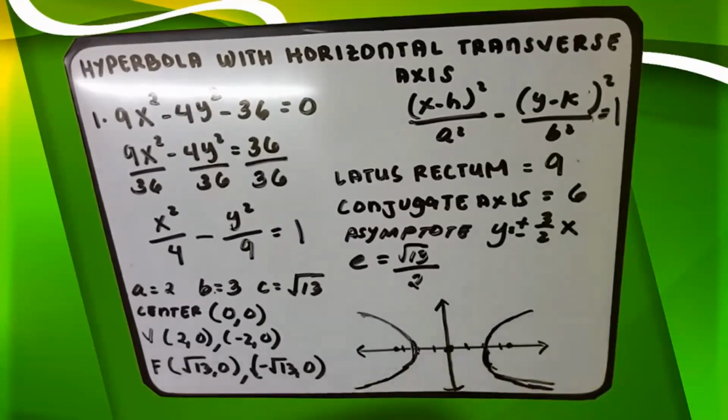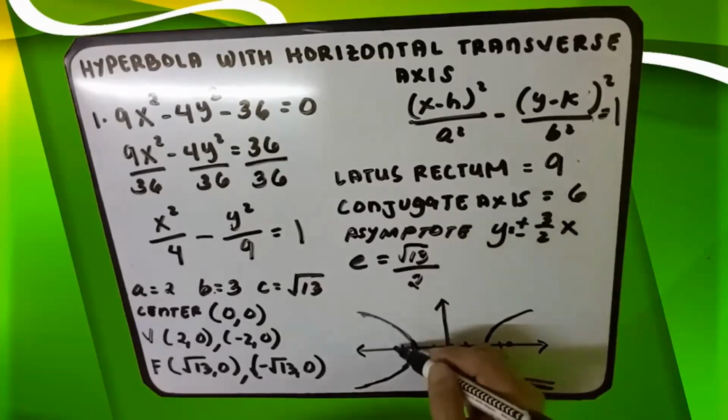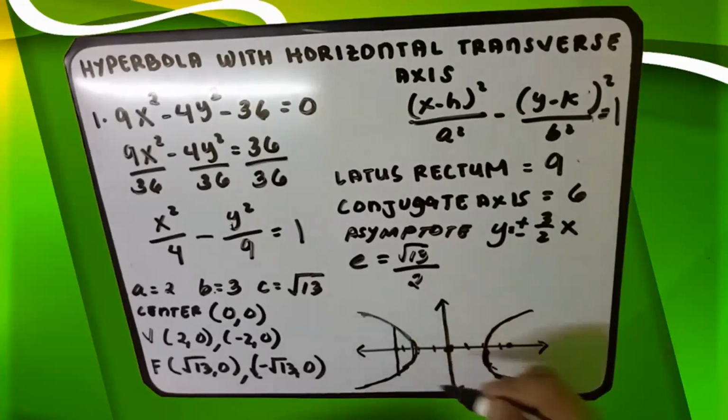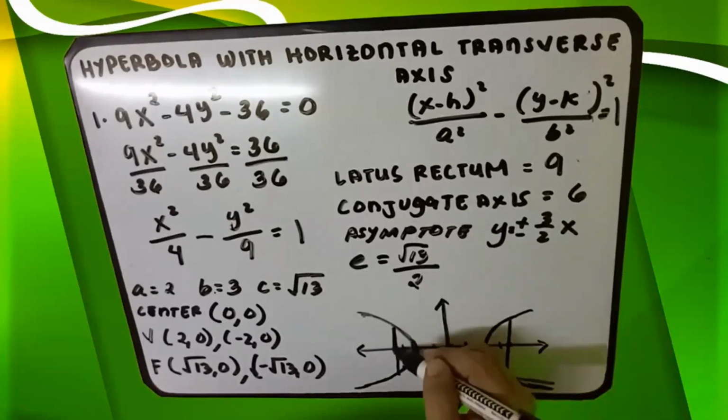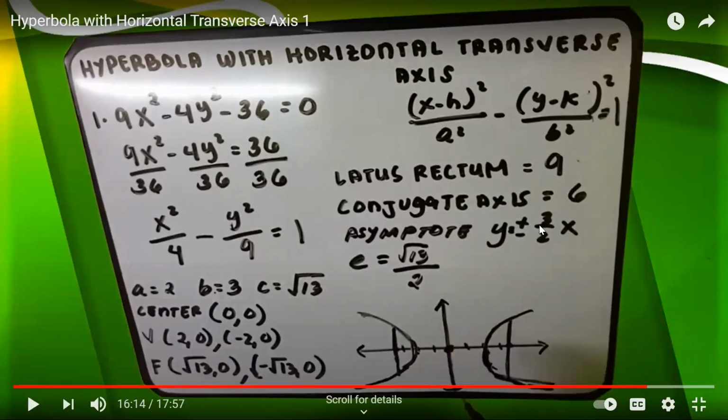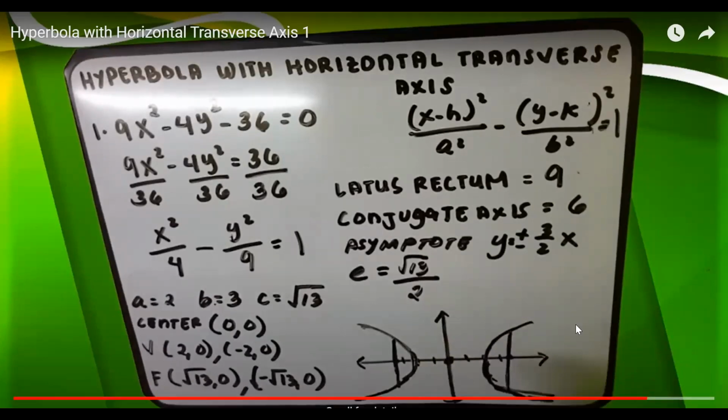Focus, foci. For the latus rectum, ang length niya ay 9. So ibig sabihin, ito ay 4.5 and another 4.5. Basta ang length nito ng latus rectum ay 9. So for the latus rectum, since ayun nga, the focus should be the center of the latus rectum, it means it cuts the latus rectum into two equal parts.